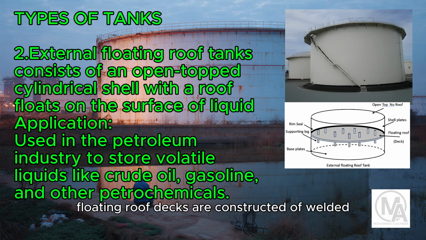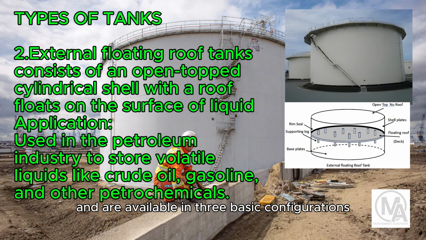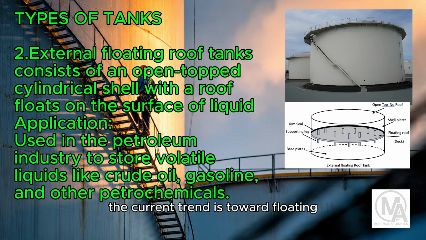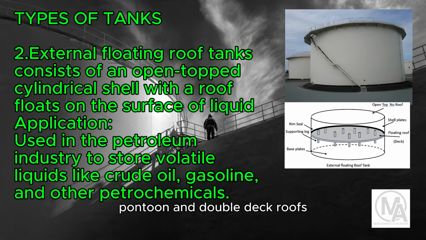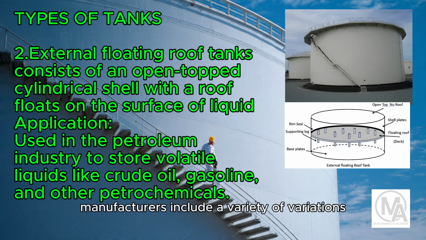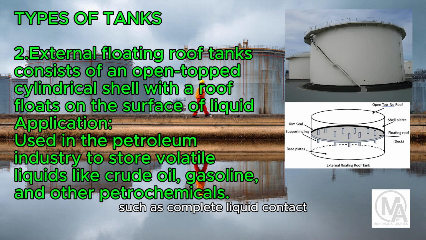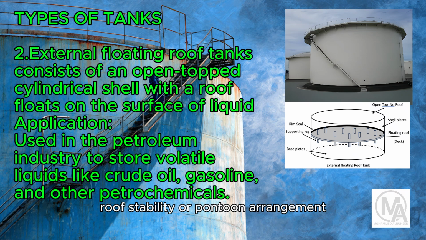Floating roof decks are constructed of welded steel plates and are available in 3 basic configurations: pan, pontoon, or double deck. Whereas many pan-type decks are in use today, the current trend is toward floating pontoon and double deck roofs. Manufacturers include a variety of variations on all these main kinds of floating decks, each emphasizing a different characteristic, such as complete liquid contact, weight-bearing capability, roof stability, or pontoon arrangement.